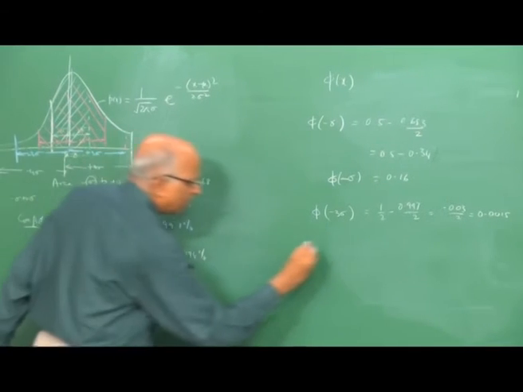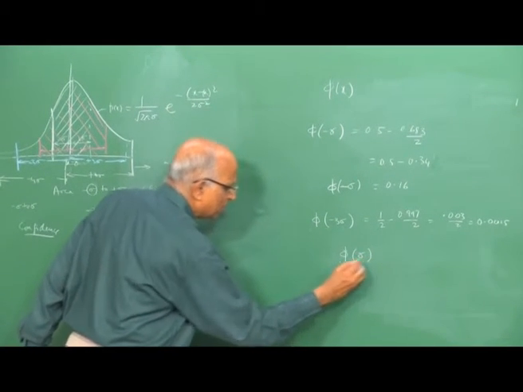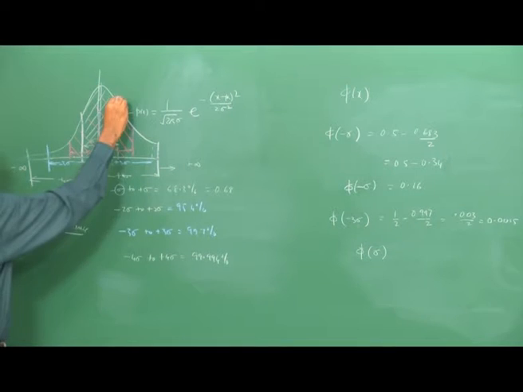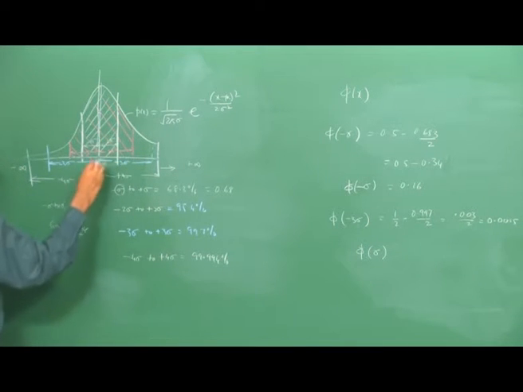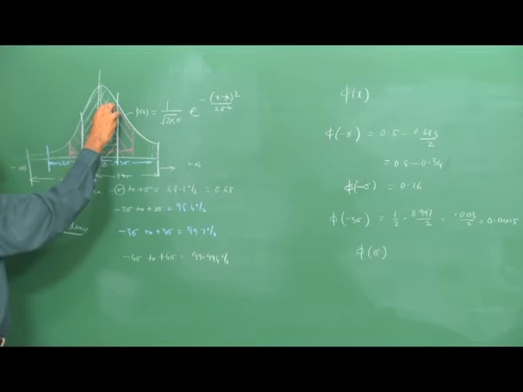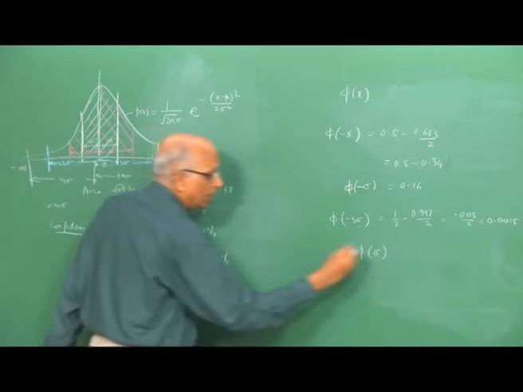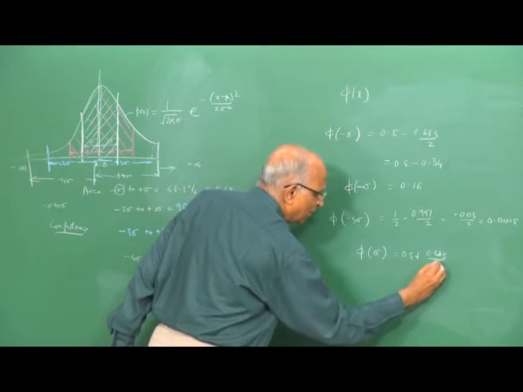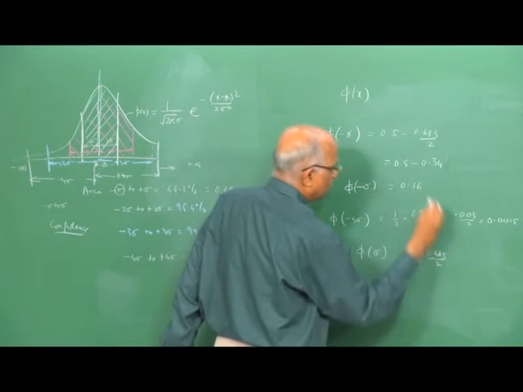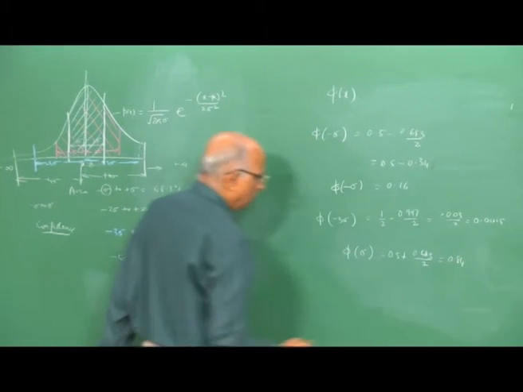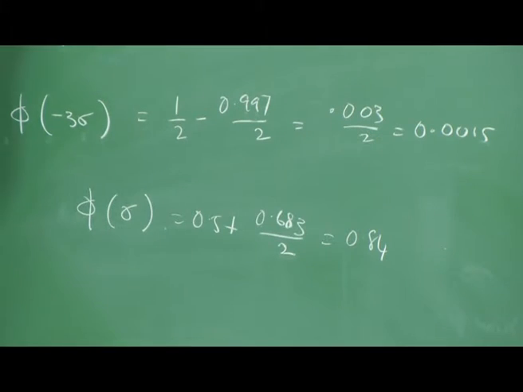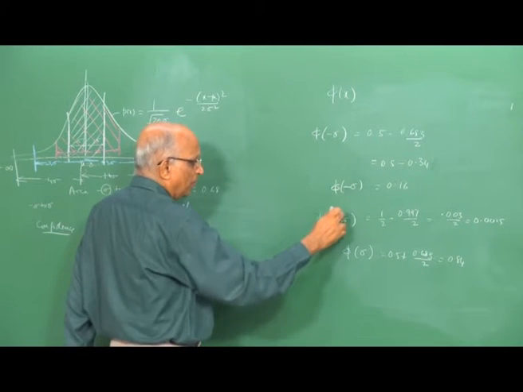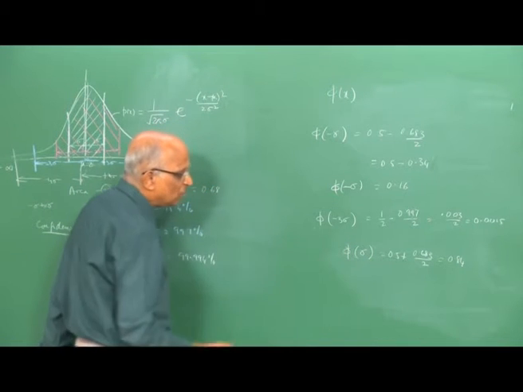Similarly, let us write one more value. If I am interested in the cumulative distribution up to plus sigma, I am interested in a value somewhere over here. This is the value, and what is the value I get? I have 0.5 plus 0.683, which is up to sigma, divided by 2, which is equal to 0.84. Now, I have the value of phi up to minus sigma, the cumulative distribution up to minus 3 sigma, up to plus sigma, and so on.